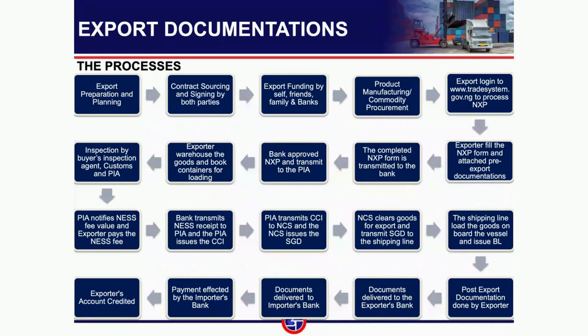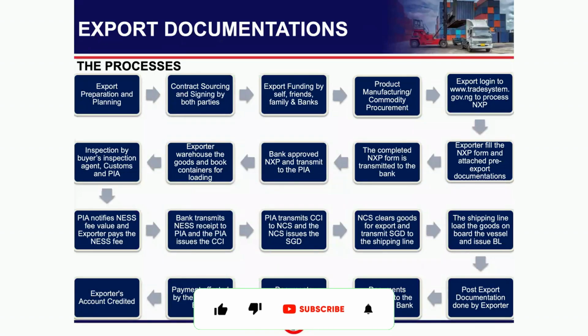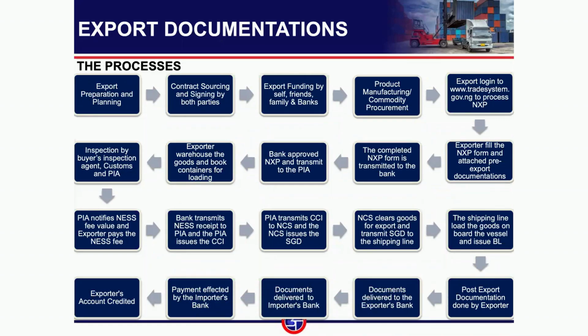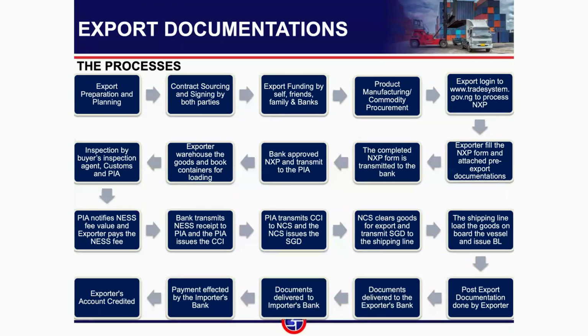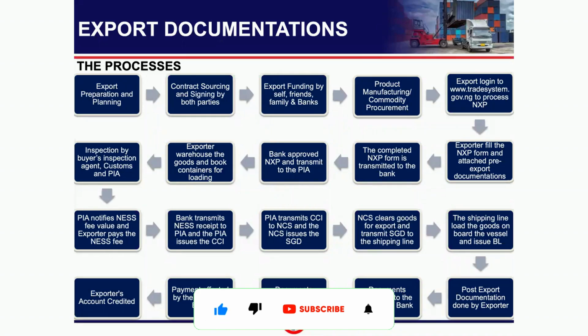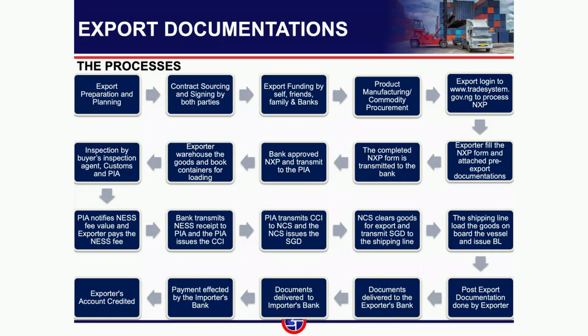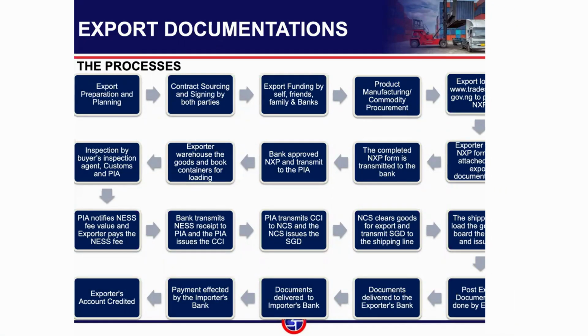The exporter warehouses the goods and books a container for loading. Then inspection is done by the inspection agent. In the Southwest, they are called Nerolí. In the North, they are called Gojopa and Anglia. The inspection is done by customs, the pre-shipment inspection agent appointed by the government, and other government agencies like NAFDAC, depending on the nature of the item. When the pre-shipment inspection agent finishes inspection, he will notify the exporter of the amount to go and pay for NESS fee. The exporter instructs the bank to pay the NESS fee.